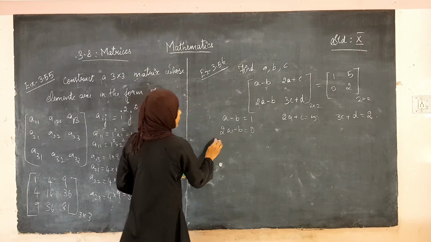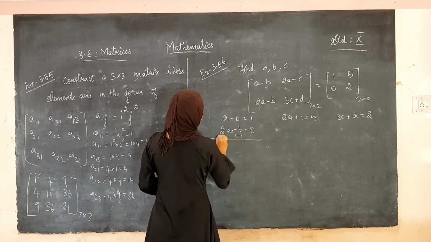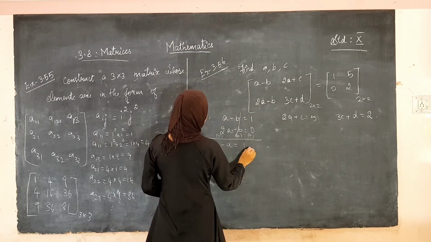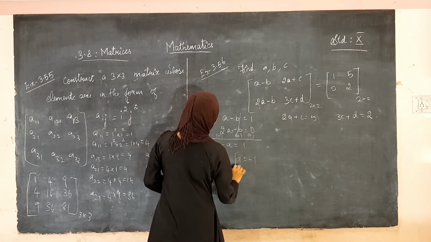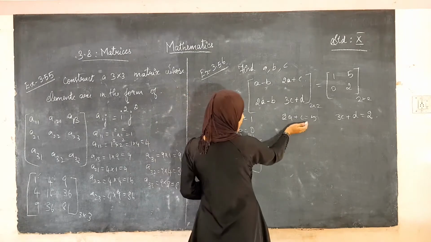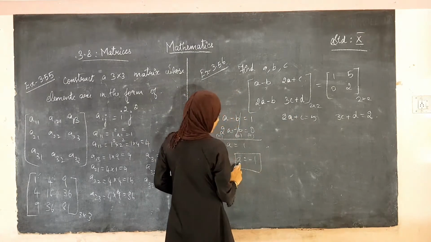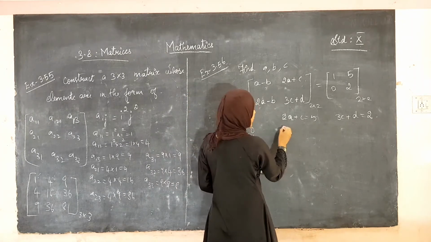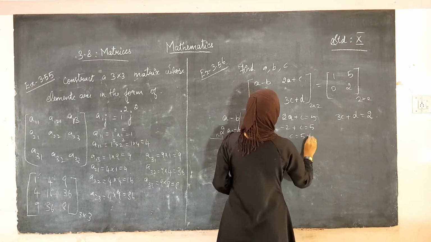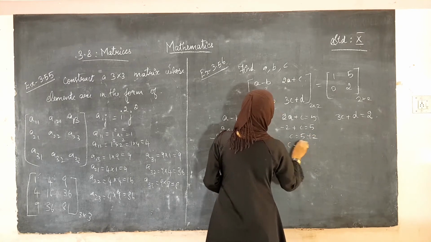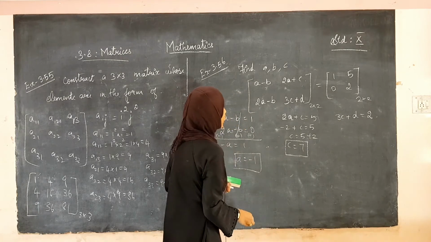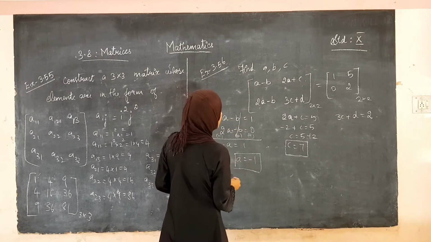Okay. See here, we can eliminate this. What happens? Minus A is equal to 1, therefore A is equal to minus 1. Since we have found the value of A, from this we can find the value of C, right? A is equal to minus 1. 2 into minus 1 is minus 2 plus C is equal to 5. Therefore, C is equal to 5 plus 2. C's value is 7. We know the value of C now.